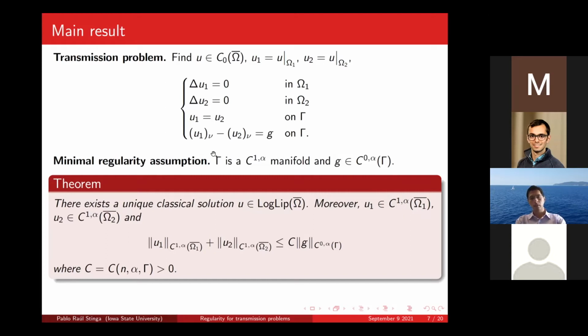And also the regularity of gamma has to be C^{1,alpha}, right? Because if you expect U1 and U2 to be C^{1,alpha} up to gamma, this is where these two functions coincide. This gamma, a level surface, should be C^{1,alpha}, okay? And this is the minimal regularity assumption that we take.